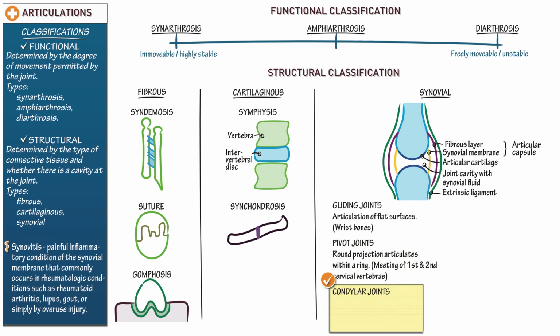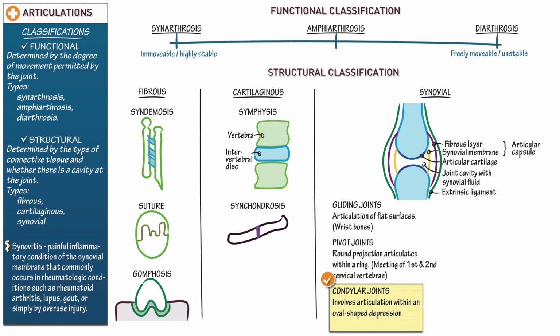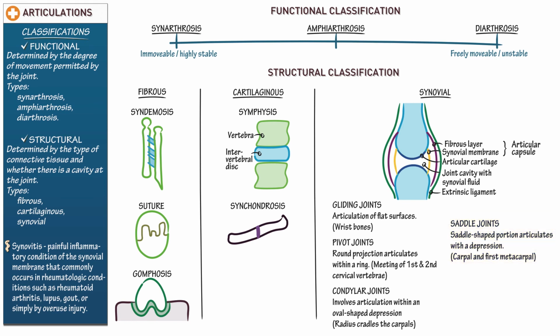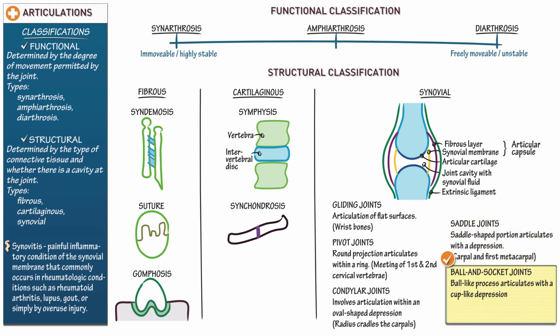Condylar joints occur where one bone fits into an oval-shaped depression in another bone, such as where the radius cradles the carpals. Saddle joints occur when the saddle-shaped region of one bone articulates with a depression on another bone, such as where the carpal and first metacarpal, the thumb, meet. Ball and socket joints form where a ball-like process fits inside a cup-like depression, which allows maximum freedom of motion, such as between the head of the humerus and the glenoid cavity of the scapula. This concludes our diagram.